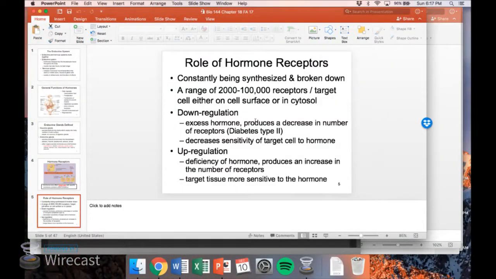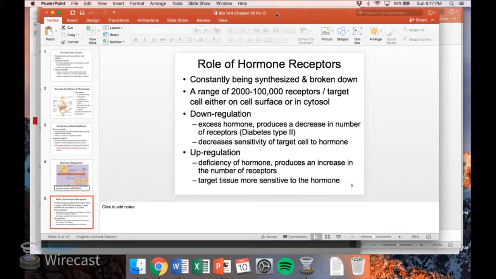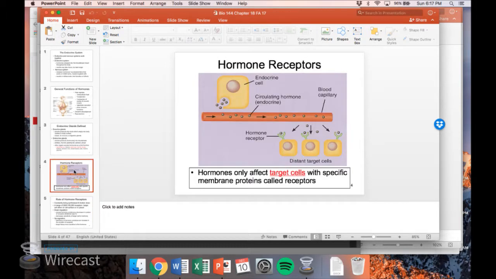Okay, so let's go into our chapter 18 slides, and we're going to talk about the role of hormone receptors. This is from the review stuff, from the cumulative material, specifically from chapter 18. So when we're thinking about hormone receptors, we have to remember that hormones are only going to have an effect on target cells. If there is a cell that has a receptor that can basically hear the message that this endocrine signal is sending, then it can respond. If it doesn't have a receptor, it cannot respond.